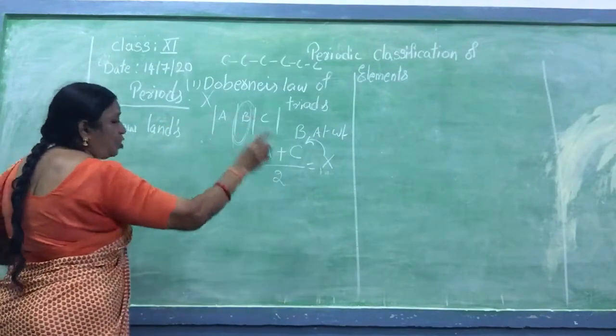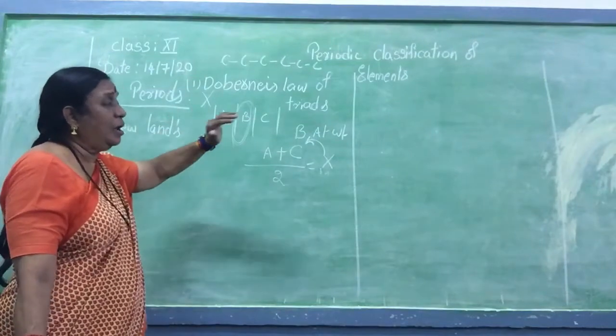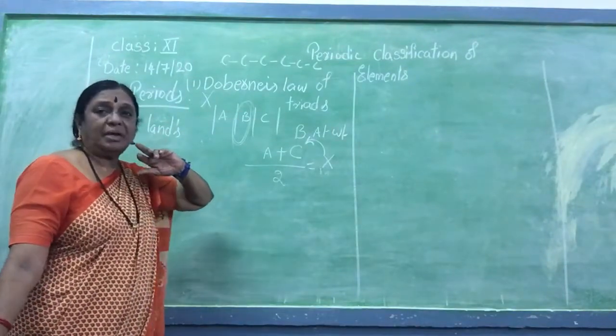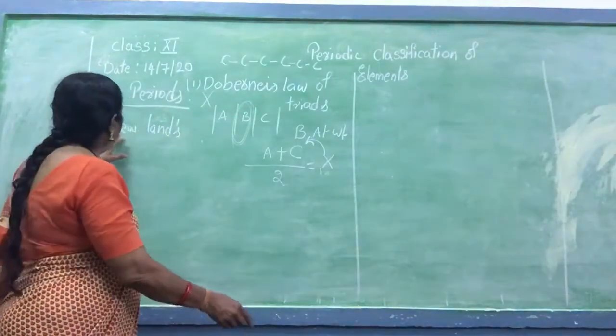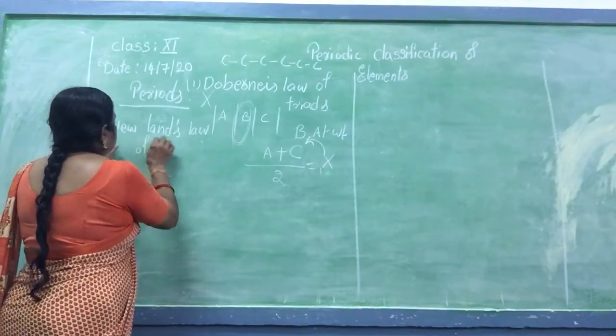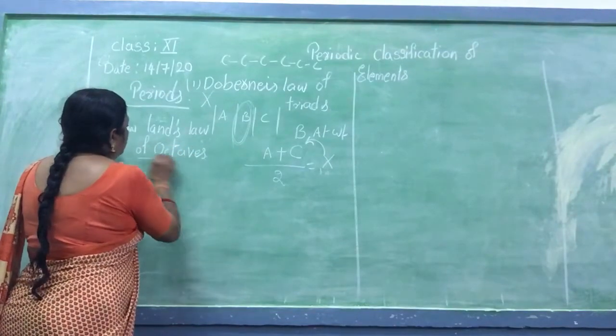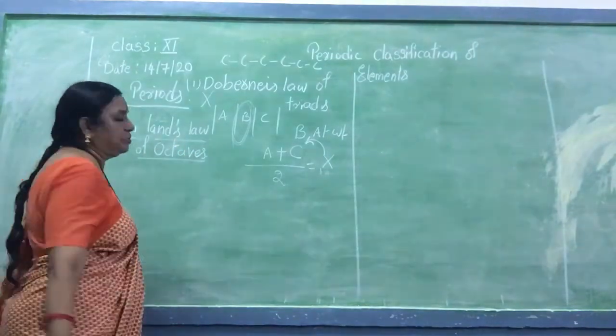Now the second one, children, Newlands. Children, this is not from the examination point of view, but you have to understand the history of periodic classification. Newlands' law of octaves. Okay, children, Newlands' law of octaves.